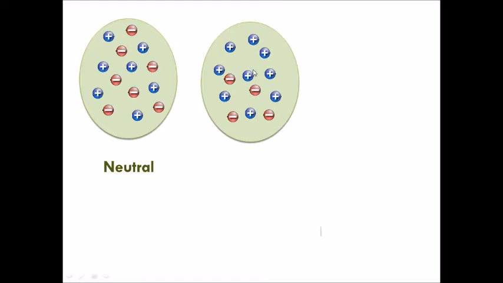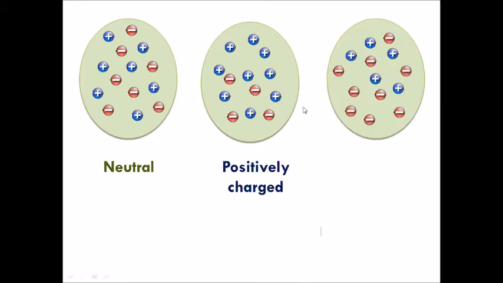Now objects have the same number of positive and negative charges. When an object has an equal number of positive and negative charges, it is called neutral. So objects around us are neutral. When an object has more positive charges than negative charges, it becomes positively charged. And when it has more negative charges than positive charges, it becomes negatively charged.